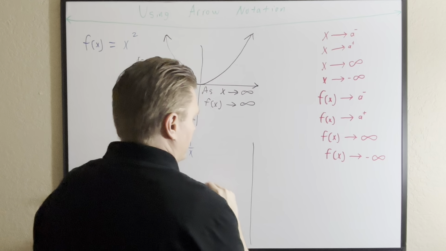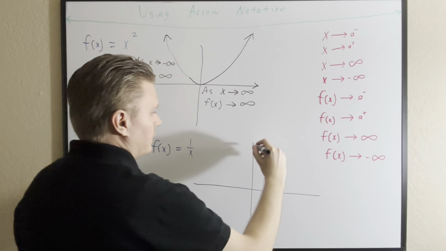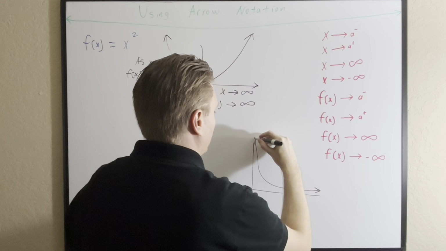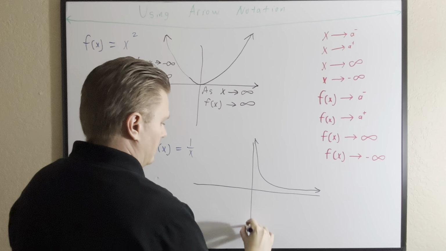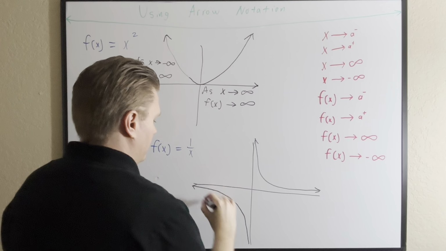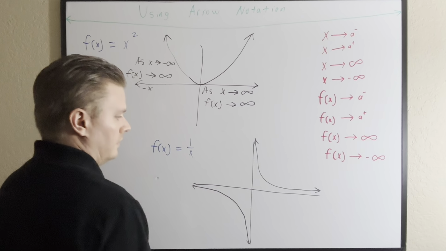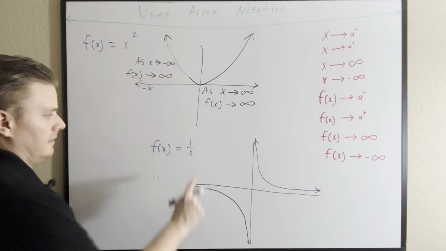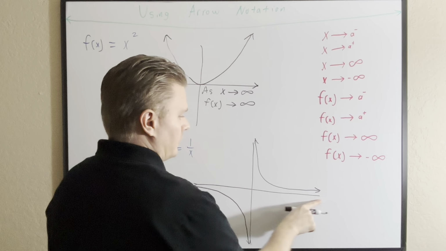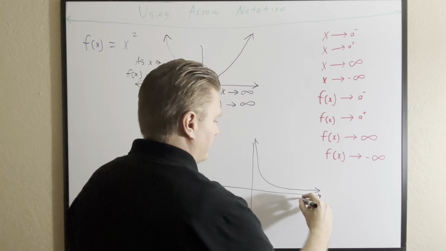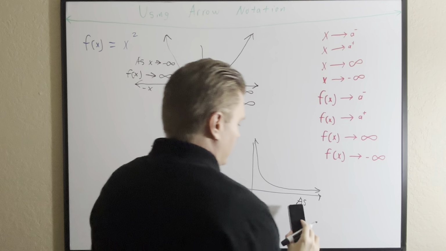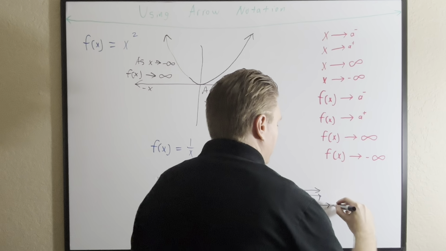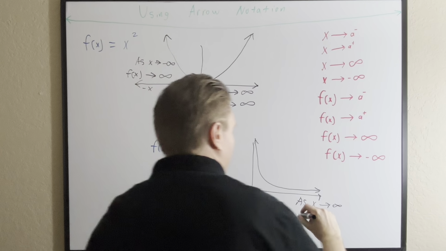All right. What about f of x equals 1 over x? That is a bit more complicated of a graph. It looks like this, right? Because as x gets larger and larger here, start over here, as x approaches infinity, what happens to f of x?